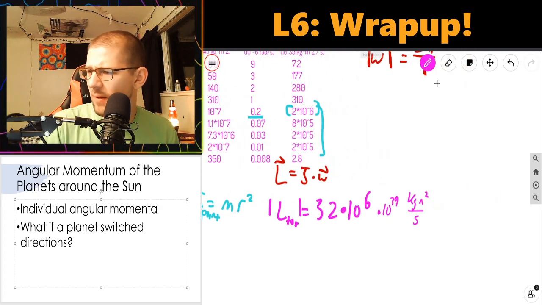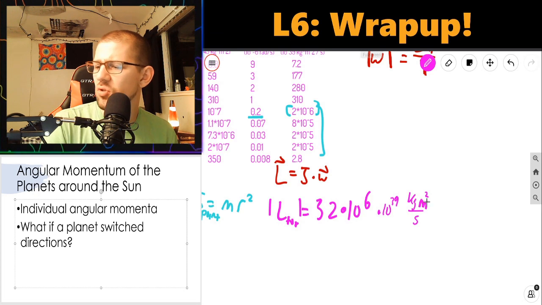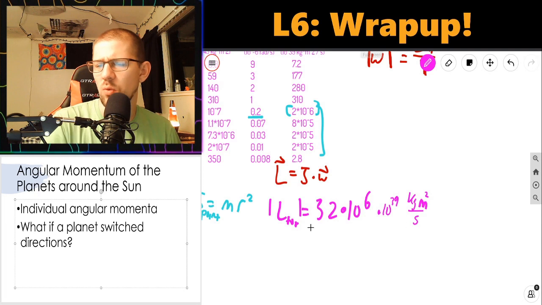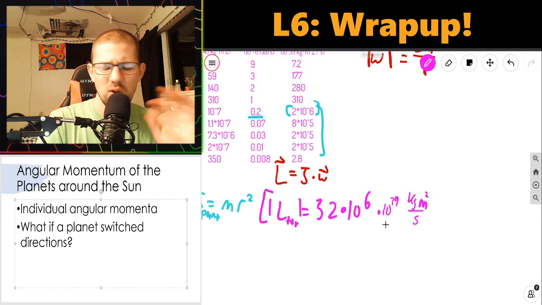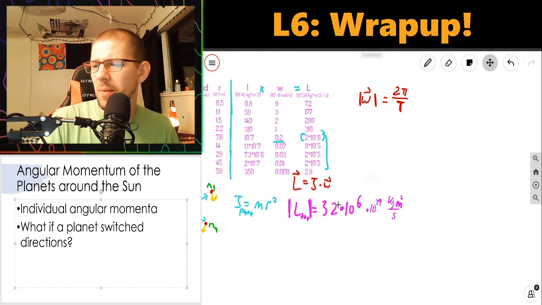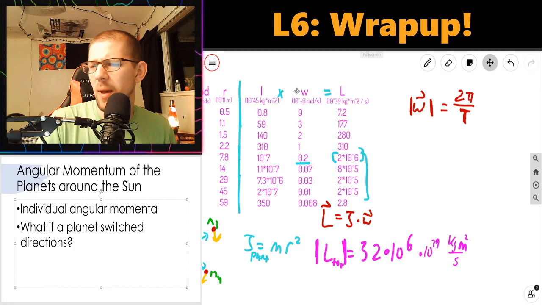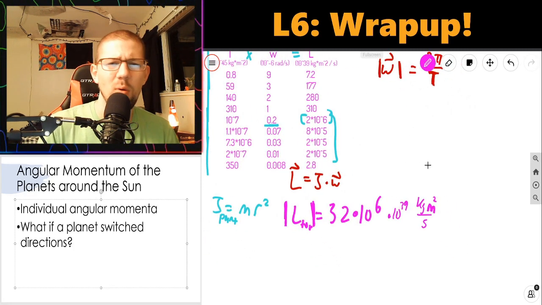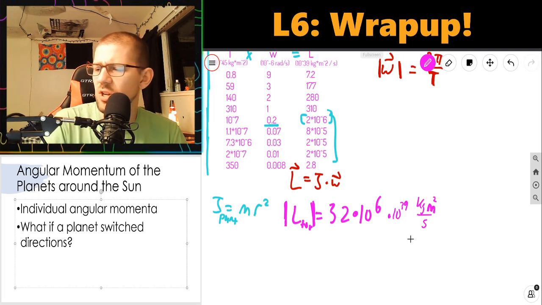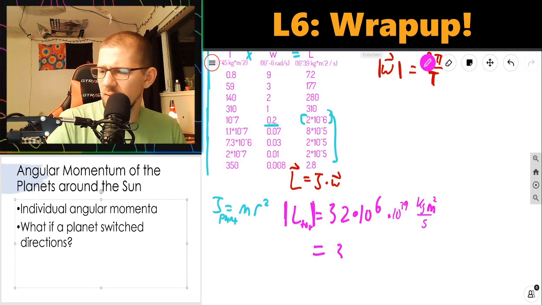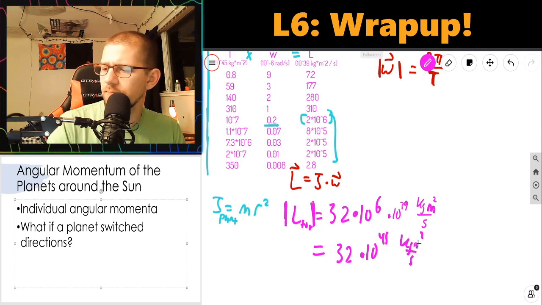Now you might notice I've dropped the radian. It's because a radian isn't truly a physical unit. It's just a ratio between two things in geometry. Don't worry too much about it. Just know that I usually keep the radian in place to remind myself that I'm talking about, for example, an omega or an angle. But radians isn't really a true physical unit. It's not quite like kilogram or mass. It just refers to a ratio between two things. Okay, so that ends up being 32 times 10 to the 45th, whoa, kilogram meter squared per second.